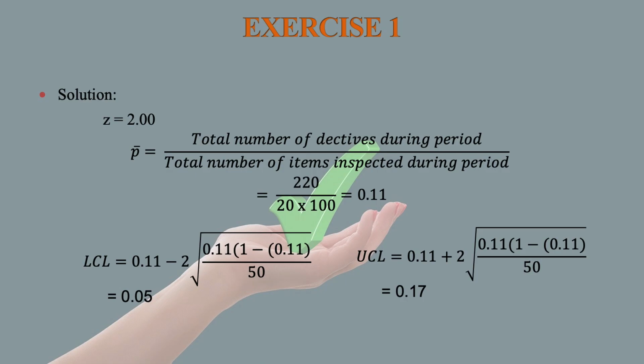Now you would like to calculate the upper control limit. The upper control limit in the same way, but the expression is slightly different. So we can calculate upper control limit like UCL is equal to 0.11 plus 2 multiplied by under root 0.11 multiplied by 1 minus 0.11 divided by 100, that comes out to be 0.17. So that's why we have calculated LCL, that is lower control limit and upper control limit.